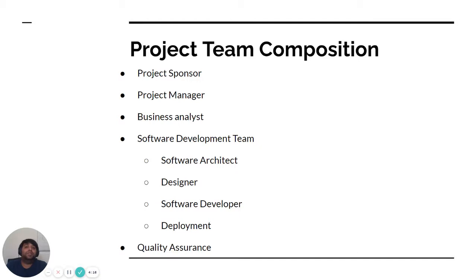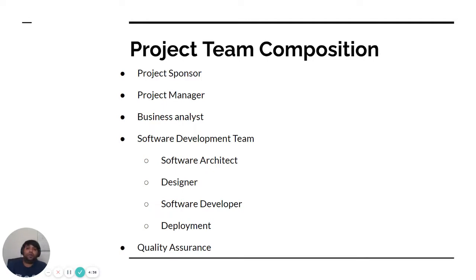The third one is the business analyst, that is you. The IT business analyst acts as a liaison between technology staff and business management. So it is a bridge between the software engineering team and the business people.